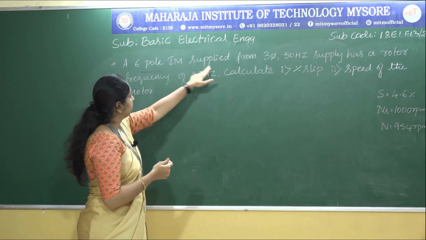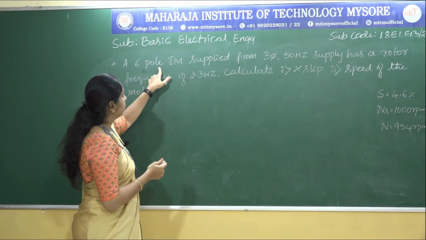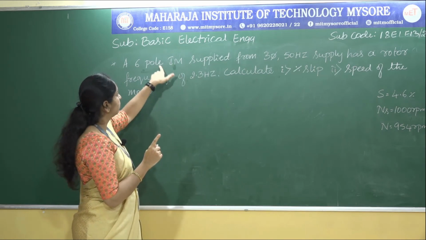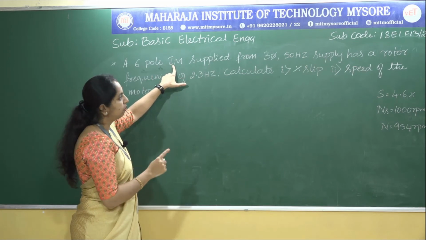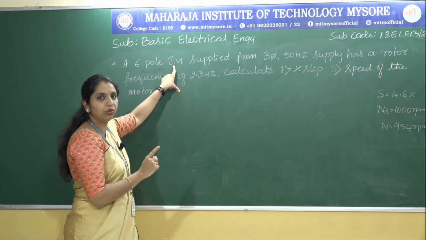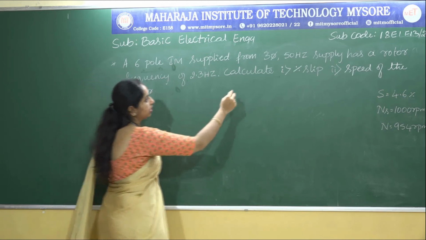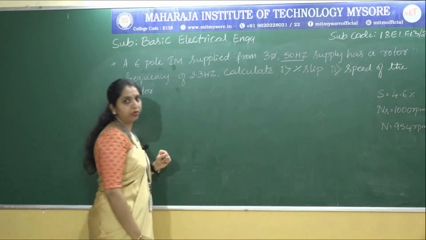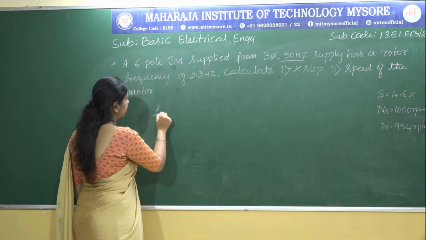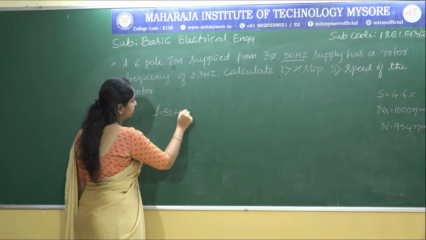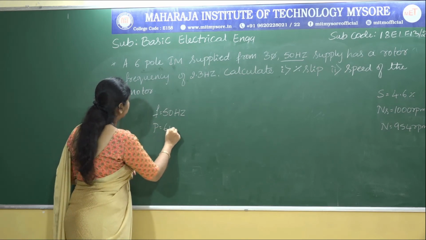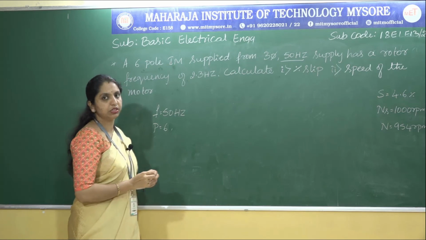The values provided here are a 6-pole induction motor. So the 6 pole is related to the induction motor supplied from 3-phase, 50 hertz. So directly they have given the value of frequency. So remember, they have provided the value of frequency, so here the initial frequency you need not calculate. So f is equal to 50 hertz, right? And P is equal to 6.